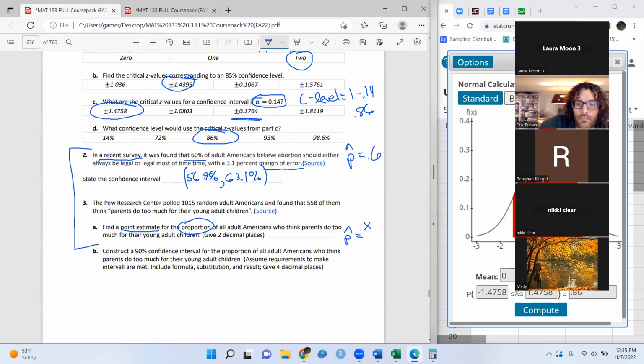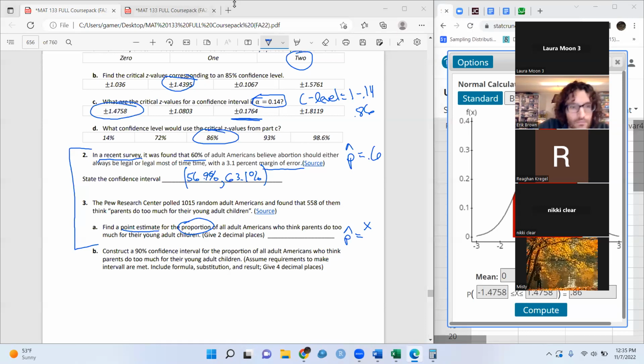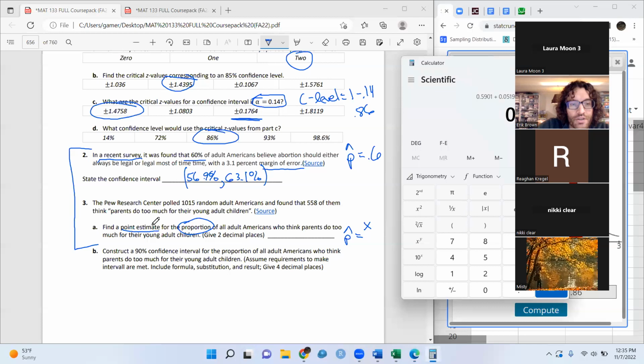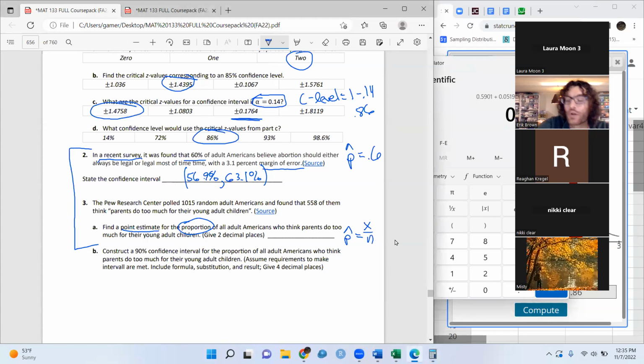I'm not sure what to do here at all. What's a point estimate? Maybe we should start there. What does that mean? X over N. That's what I did. So I don't want to mess you all up, but that's only true for today, because tomorrow a point estimate is going to be X bar.